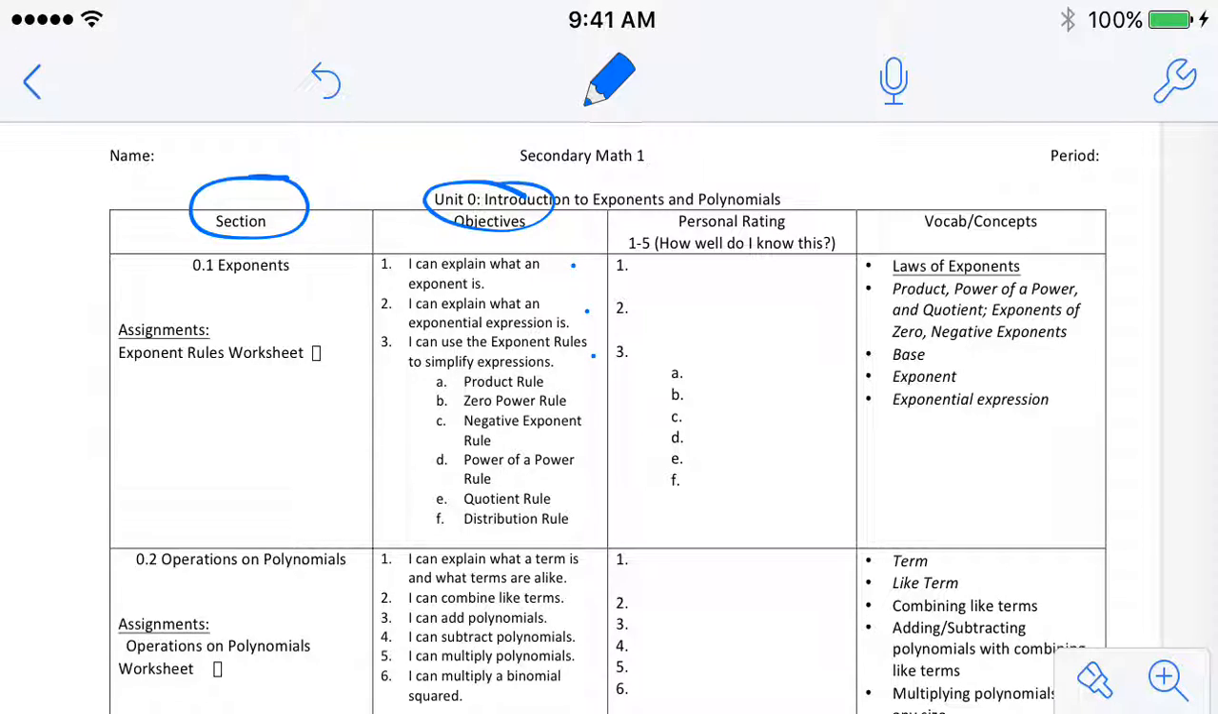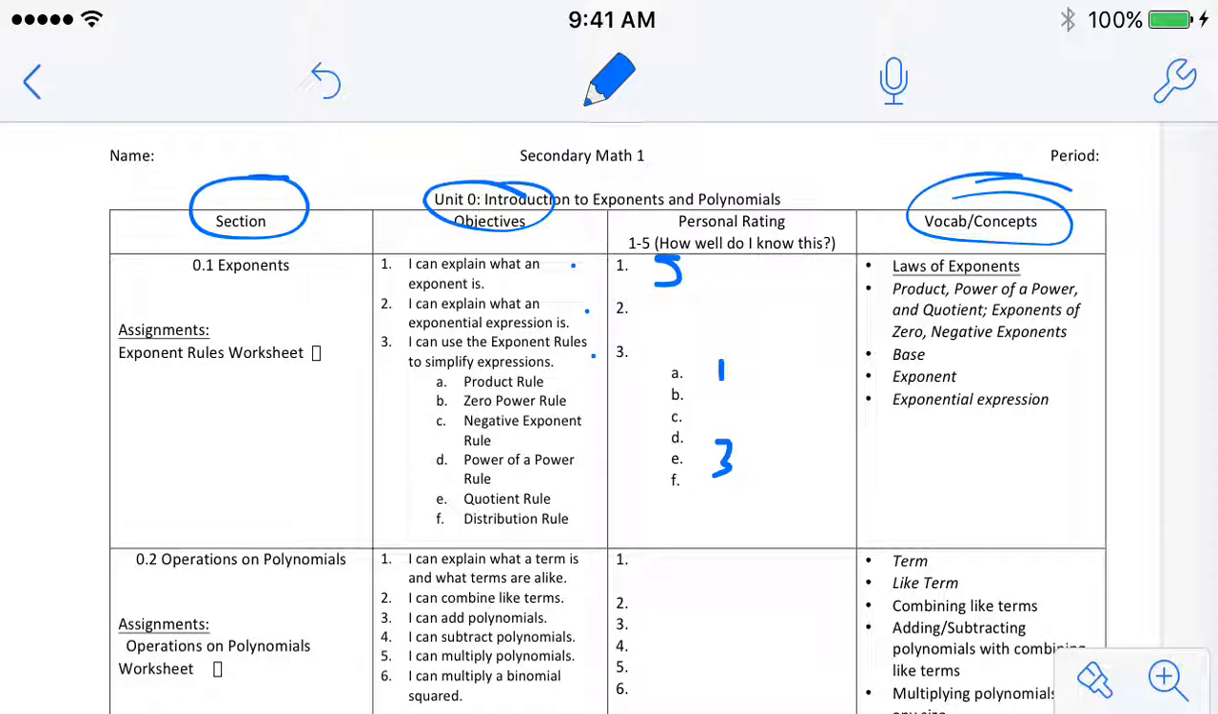The next column over is just for you. It's a personal rating from 1 to 5, how well do you think you know each objective. I like to save those for right before the test, right? And you can use that to rate yourself. Okay, I know what an exponent is, so 5. I don't really know what the product rule is, so a 1. Or maybe I kind of know what the quotient rule is, so a 3. Stuff like that. And then the last column right over here is vocab and concepts.